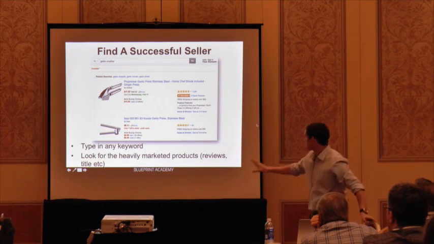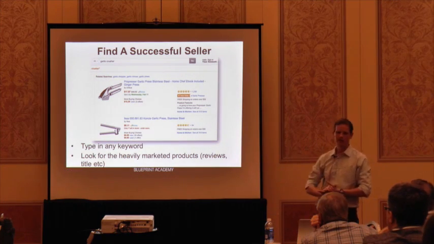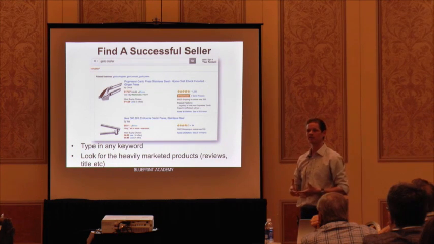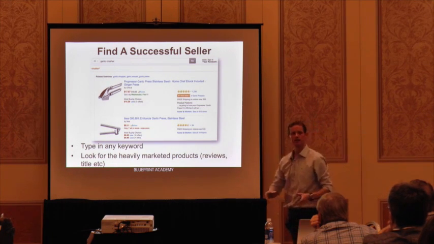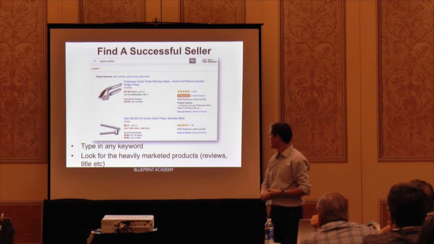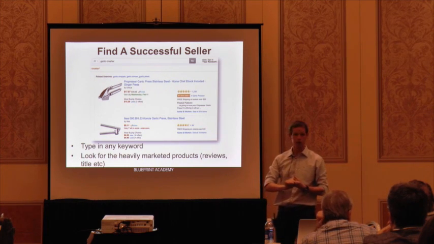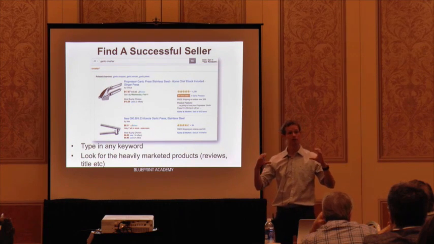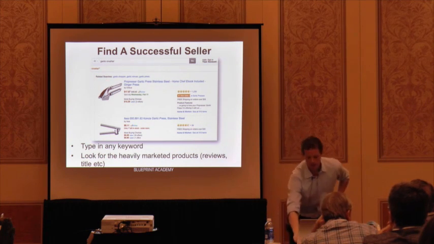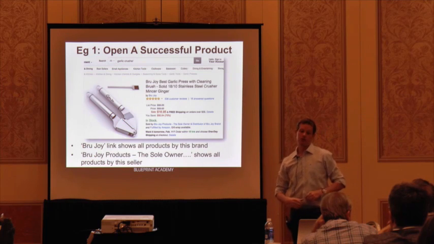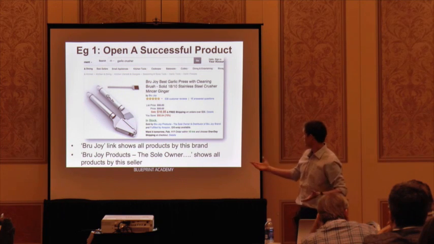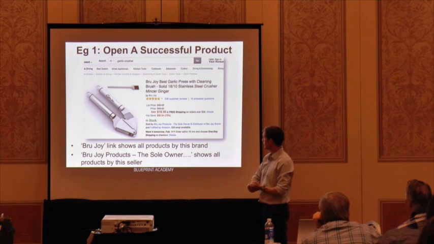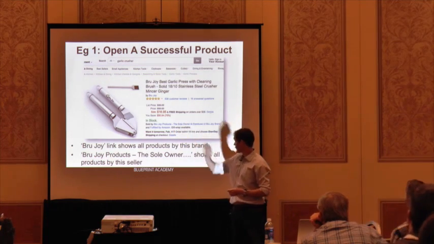So basically the process for finding a successful seller is to type in any keyword and then look for the heavily marketed products. A couple of the telltale signs for these are if they've got a lot of reviews and if they've got a very optimized, often long product title, which I don't necessarily recommend you use on your products. Then open the products. This is one that was listing, and it's sold by Brewjoy.